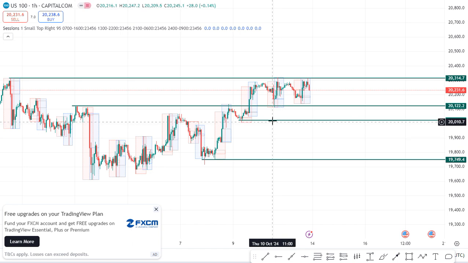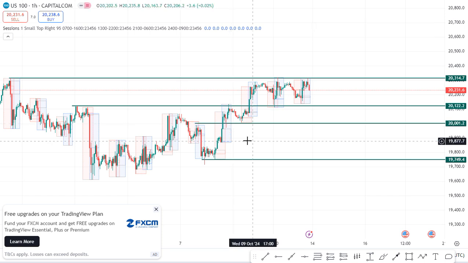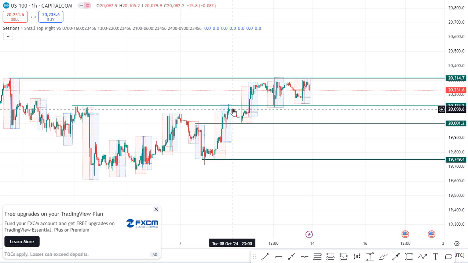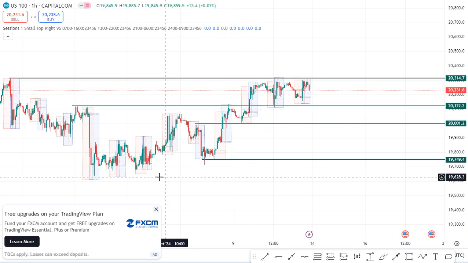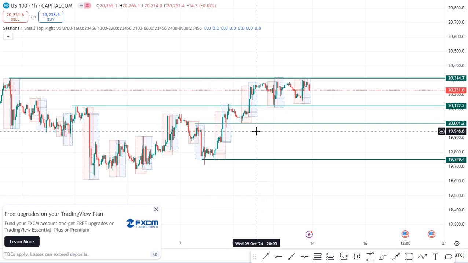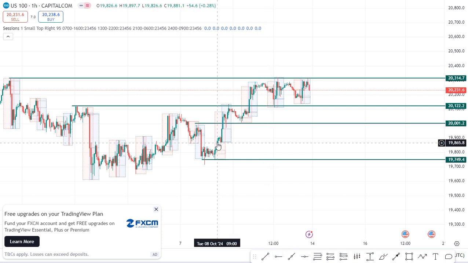Just want to keep it simple. I don't want to complicate it. It was a resistance, broken, became a support. See, it was resistance before. Now that we broke it, it's now support. Just like that, guys. That's just how the market moves. It's as simple as that.